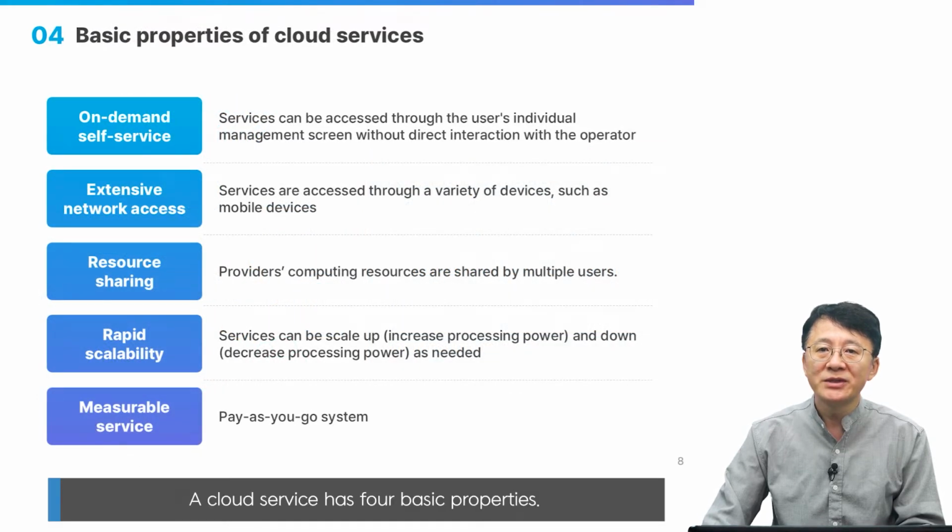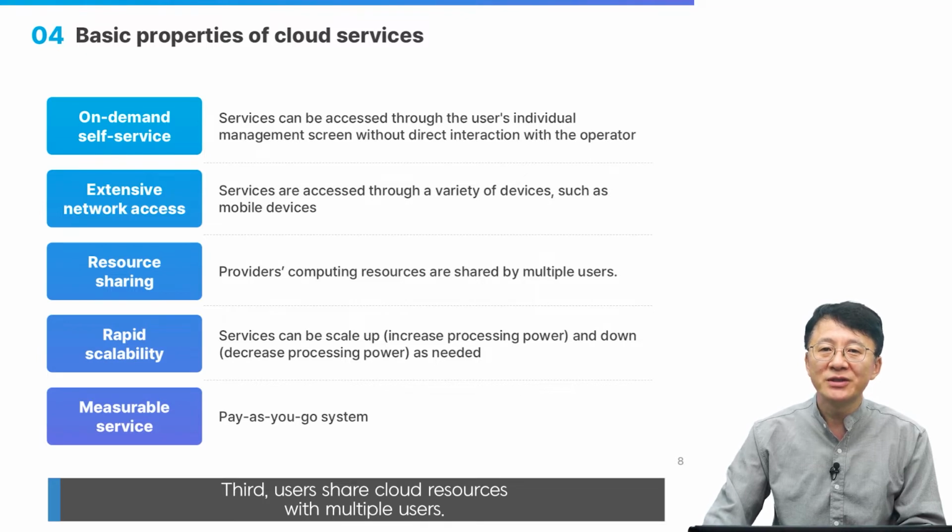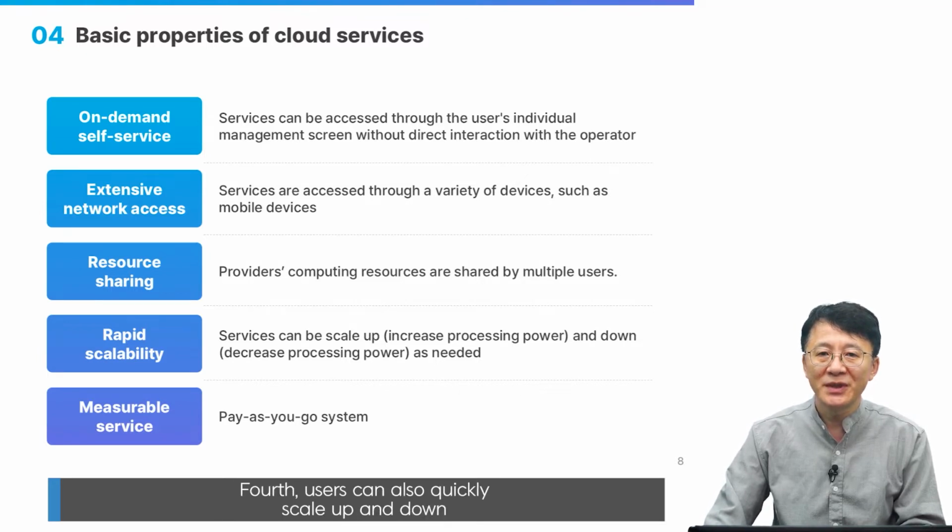A cloud service has four basic properties. First, cloud users can directly control computing resources through the cloud console screen without direct interaction with the operator. Second, users can access the cloud through various devices connected to the network, such as mobile, tablet, PC, etc. Third, users can share cloud resources with multiple users. Fourth, users can also quickly scale up and down computing resources when needed. Finally, cloud service is a pay-as-you-go system where you pay for what you use.